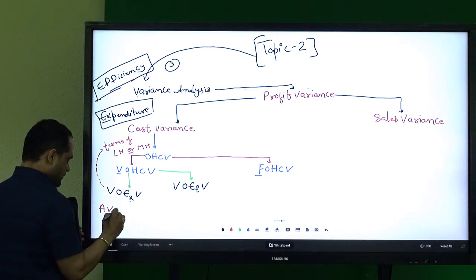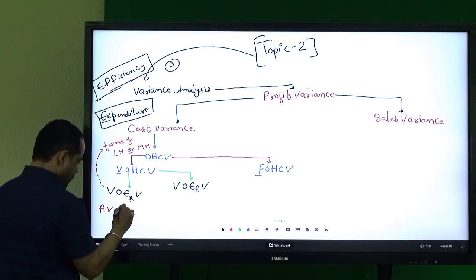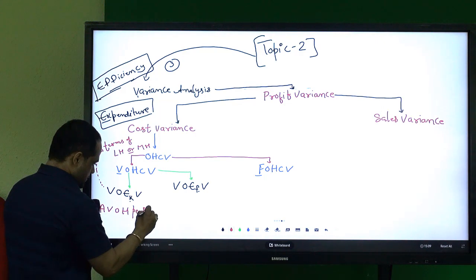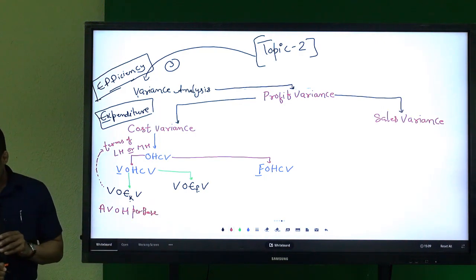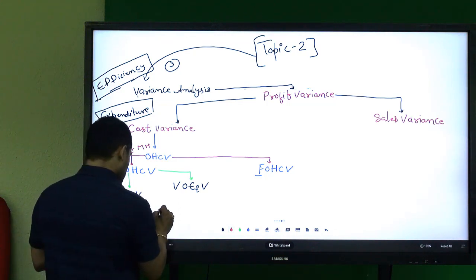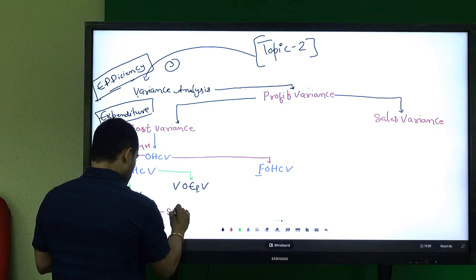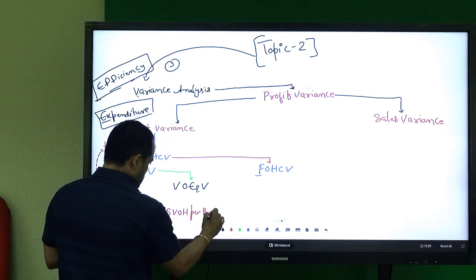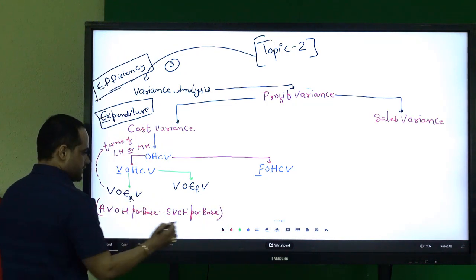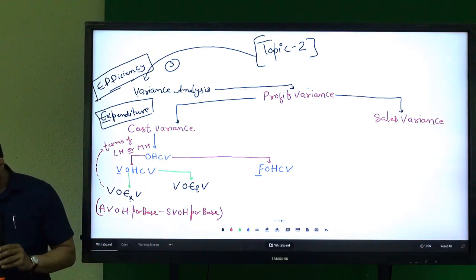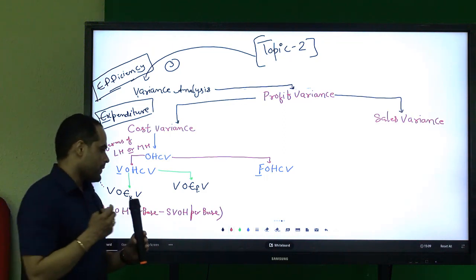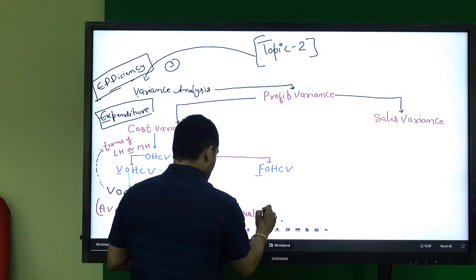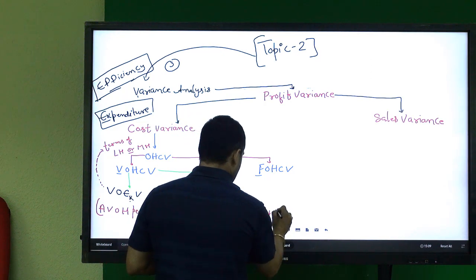actual variable overhead per base, minus standard variable overhead per base, multiplied by actual overhead base.